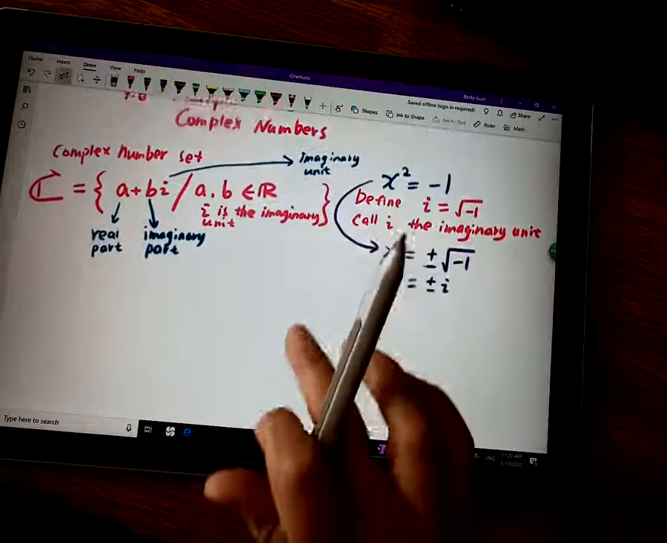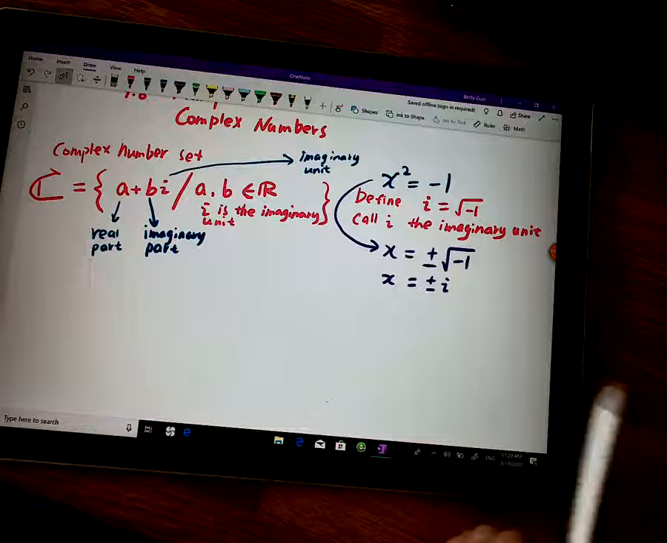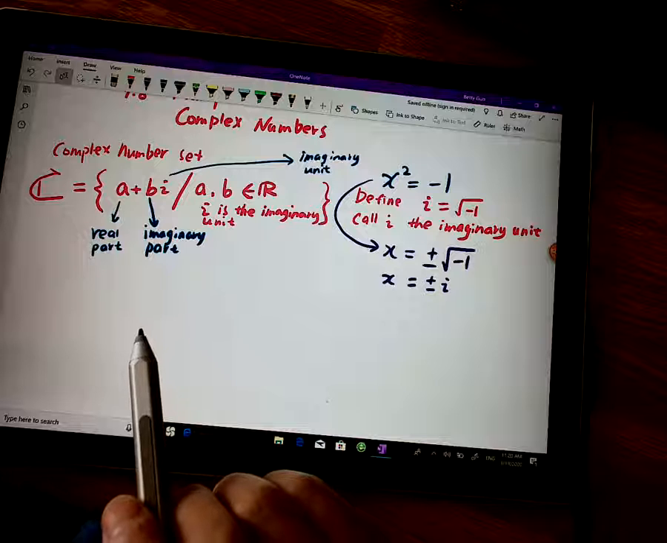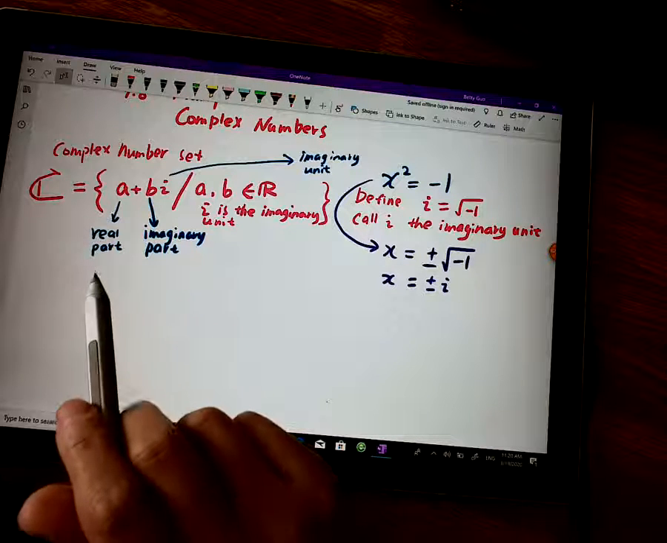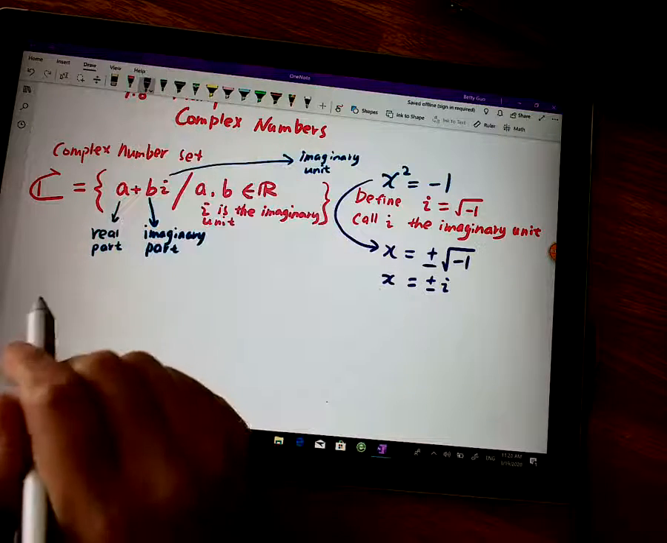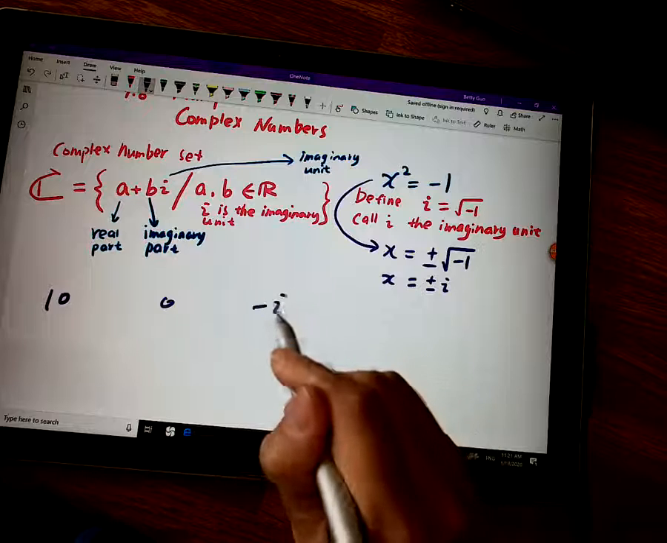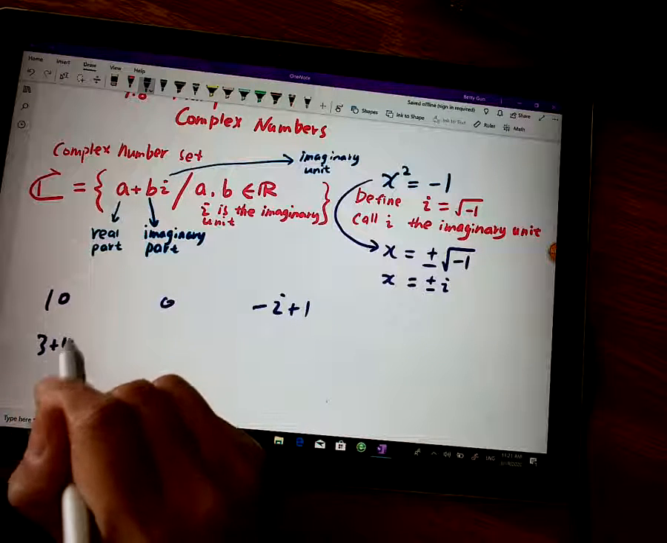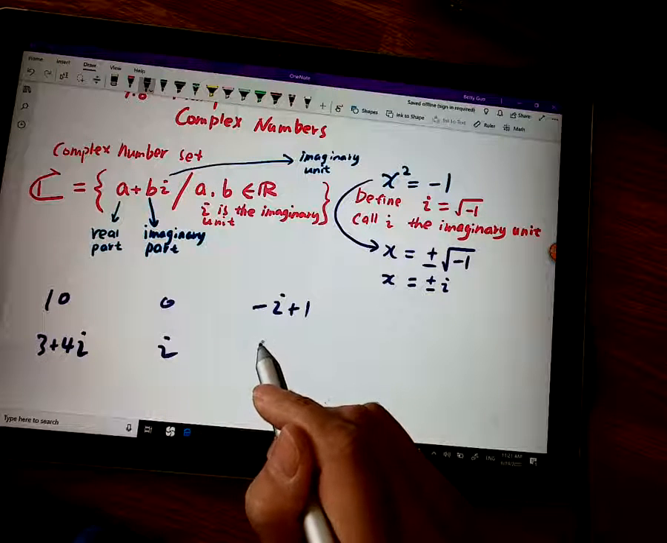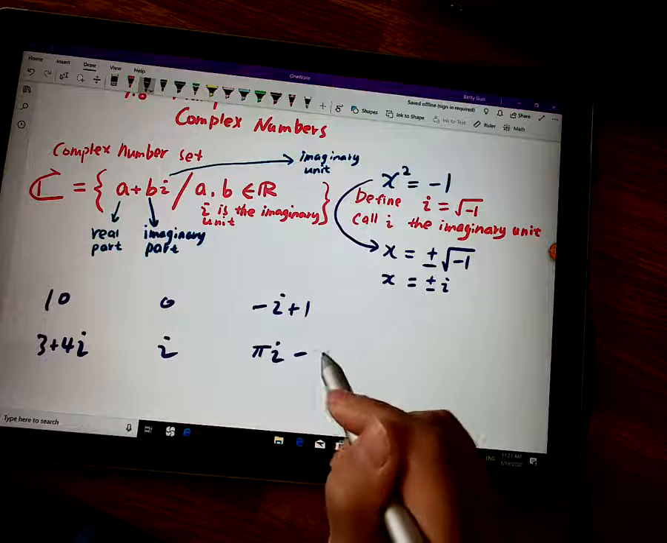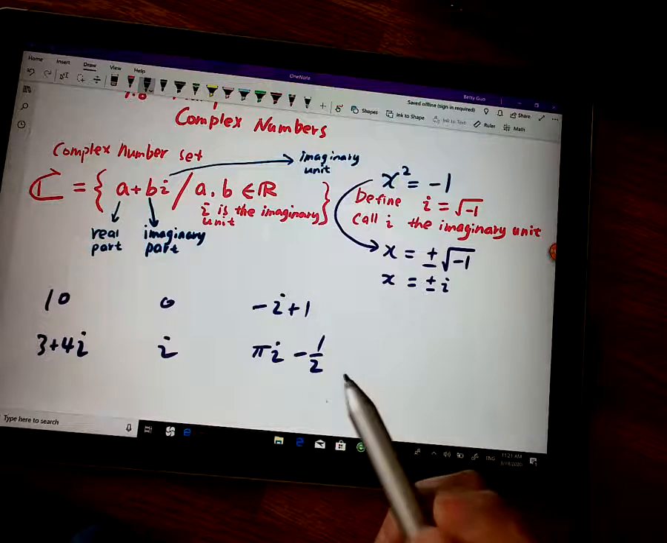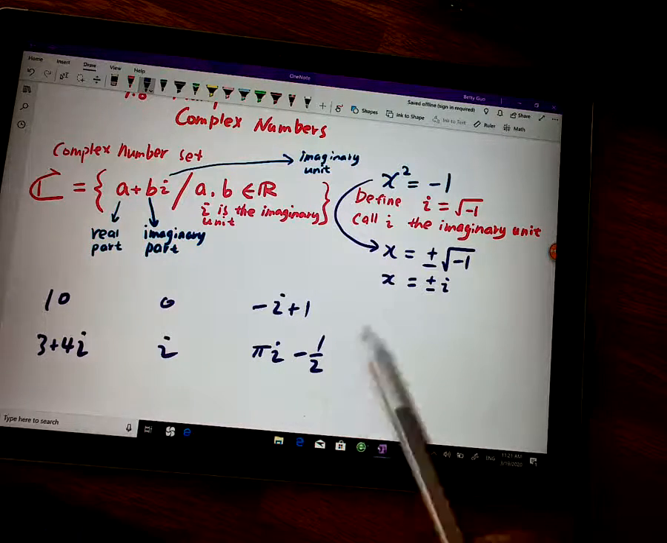Okay, so I'm gonna give you some numbers. You determine are they complex numbers or not. If they are complex numbers, what is the real part? What is the imaginary part? Let me give you some numbers. How about those? Okay, let's start from this one.